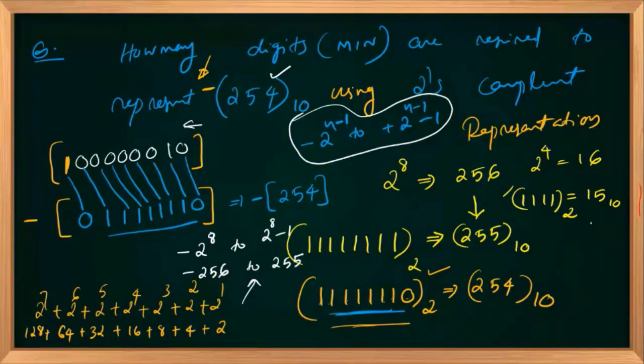If you are going for n equal to 8, you can represent only from minus 2 raised to 7 to positive 2 raised to 7 minus 1. So 2 raised to 7 is 128. So minus 128 to positive 127. So this minus 254 is outside this range. So the minimum required, as Ashok and Swati said, is 9 digits.